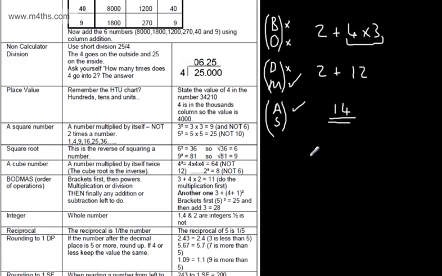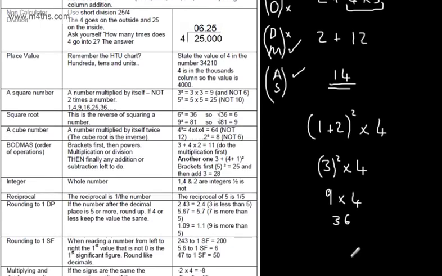So if we look at another one, let's say for example we have 1 plus 2 in brackets, and we're going to square this, and then multiply it by 4. So let's do the brackets first. 1 plus 2 is going to give me 3. So we have 3 squared multiplied by 4. 3 squared is 9. Then 9 times by 4 is going to be 36. We'll do one more.